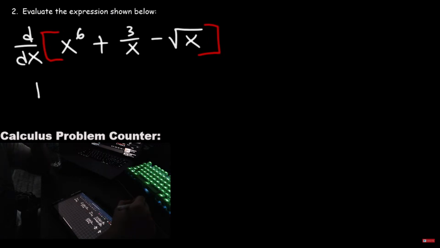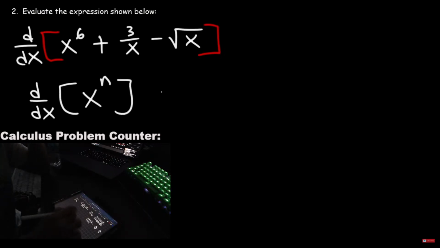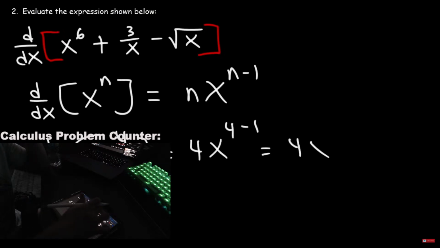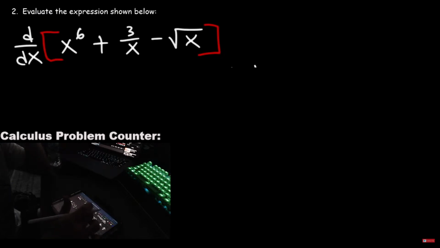Now for this problem, you need to be familiar with the power rule. The derivative of a variable raised to a constant, such as x to the n, it's going to be that constant times the variable raised to the constant minus 1. So just to review, the derivative of x to the 4th power is going to be, in this case n is 4, 4x to the 4 minus 1, which is 4x cubed. So now let's try this problem.